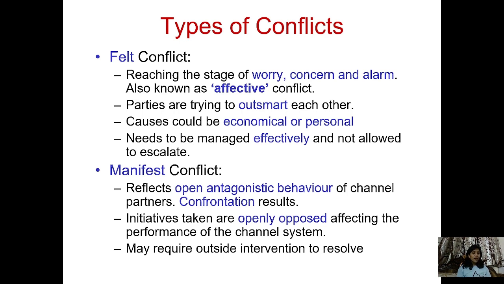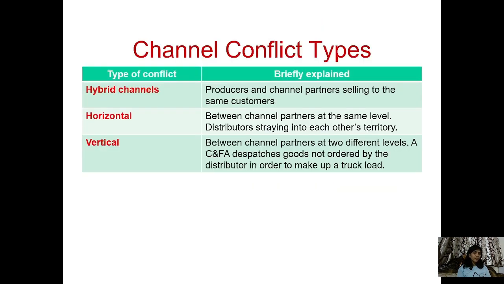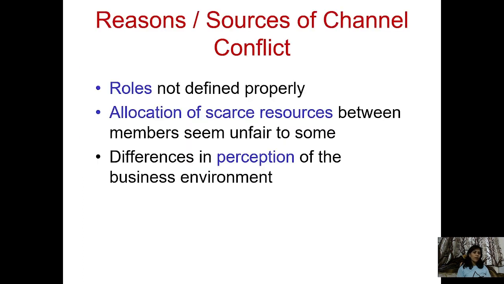So that time it will be initiative taken or openly opposed, affecting the performance of the channel system. Channel conflict type: it is hybrid, horizontal or vertical. Hybrid means a producer and channel partner selling to the same customers. Horizontal means between channel partners at the same level, like distributors straying into each other's territories. Vertical is between channel partners at two different levels.